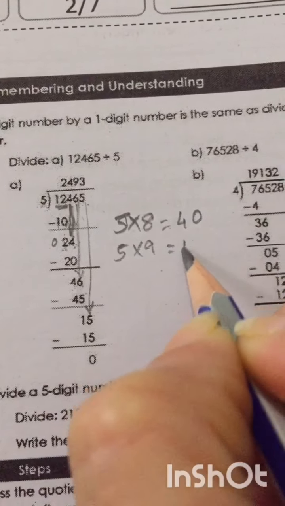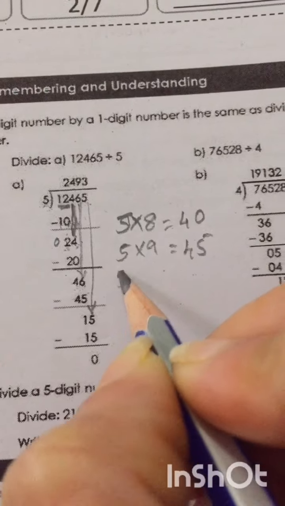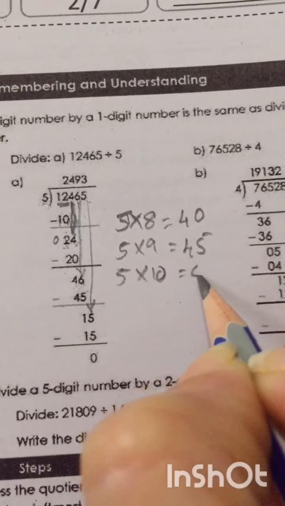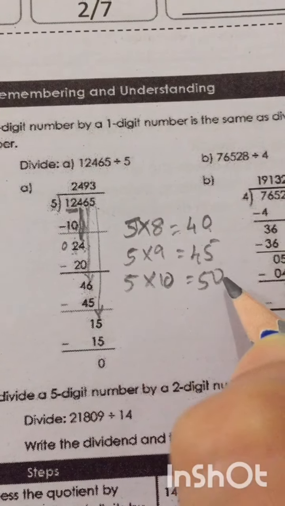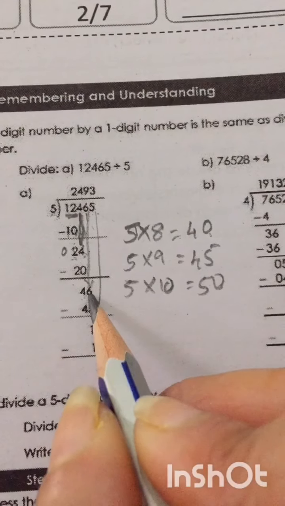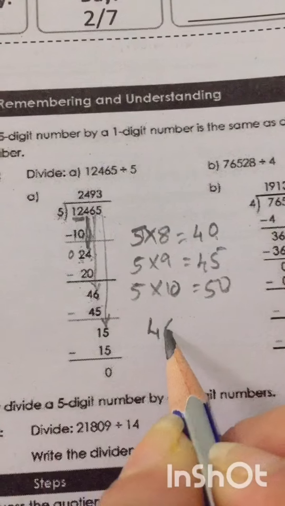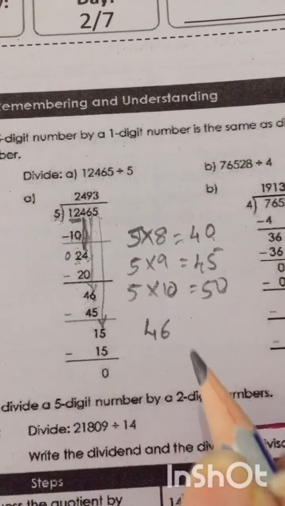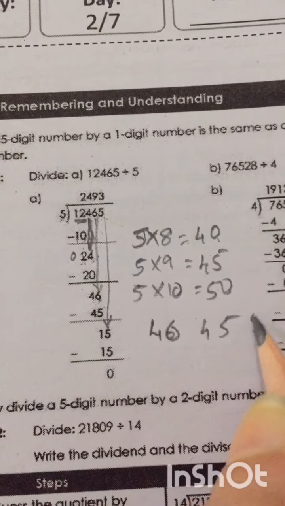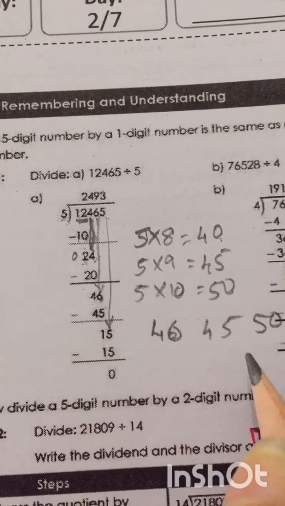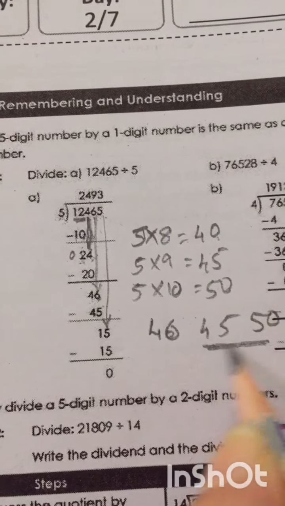5 9s are 45 and 5 10s are 50. Now I can't take 40, I can't take 50. Now 46 is this here. Okay, and in the table, suppose this is 40, 45 and 50. So 46 is in between these two numbers.